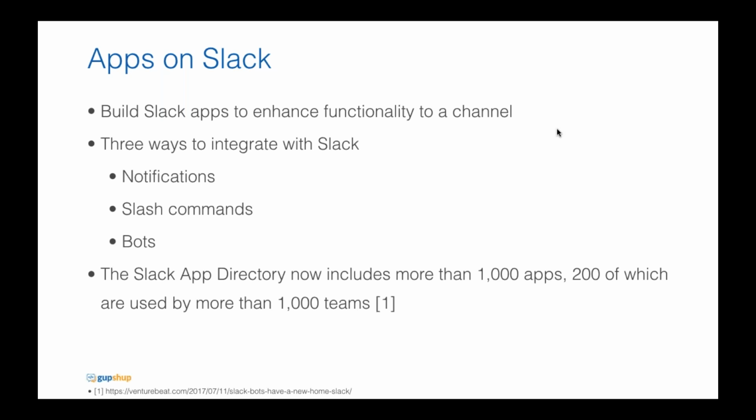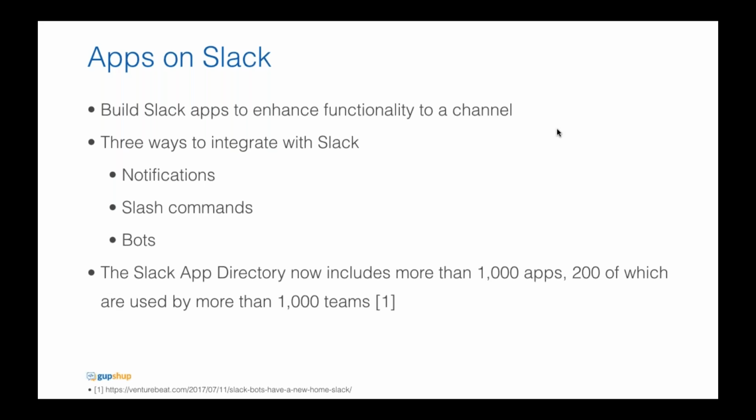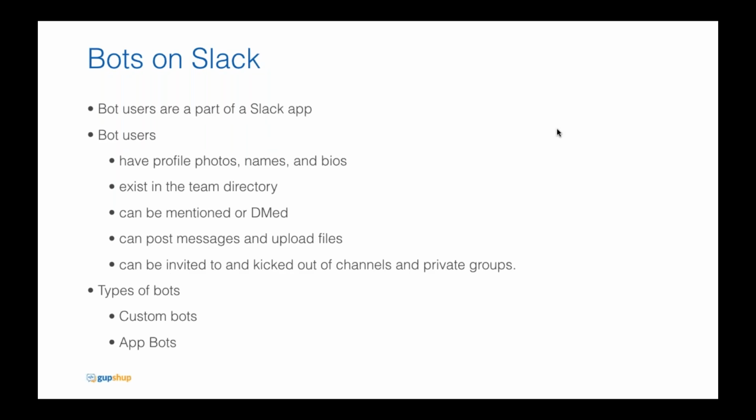Slack also has an app directory, which is similar to an app store of sorts. So the app directory now includes more than 1,000 apps, and 200 of them are used by more than 1,000 teams across the world, which is a really impressive number if you look at it. So there is support for bots on Slack, and later on Shreyans will show you a demo on how you can actually build a bot.